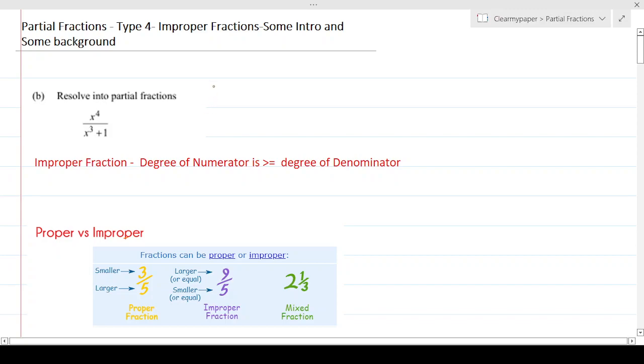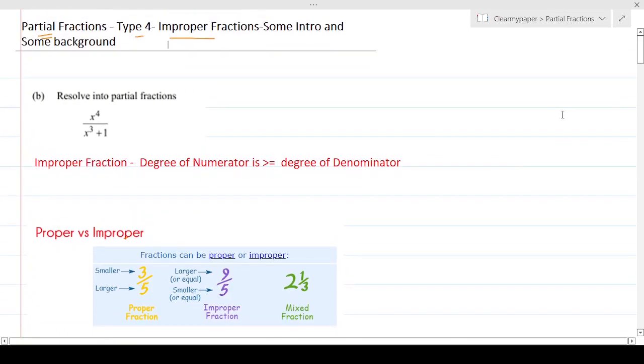Let's talk about the last type of partial fractions, which is called type 4, improper fractions. In this episode, we'll just do a quick intro and get some perspective and background on how we should think about improper fractions, and try to wrap our heads around that. In the next couple of episodes, we'll solve an actual problem, applying the learnings from this episode. So let's get started.